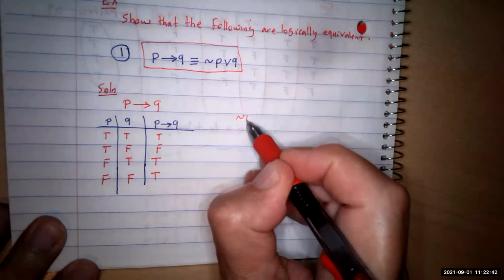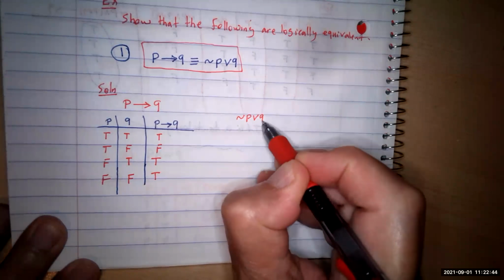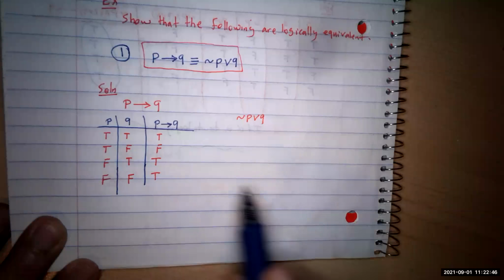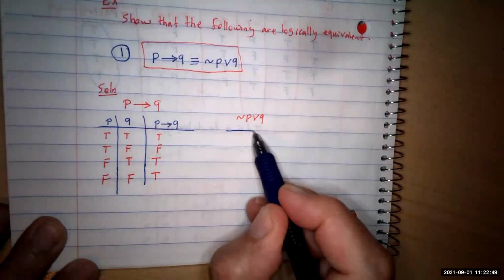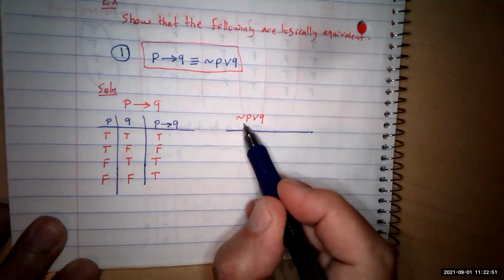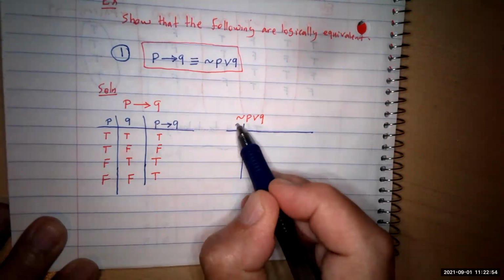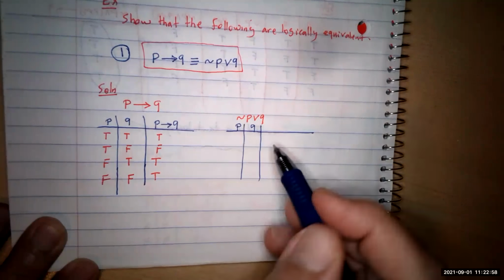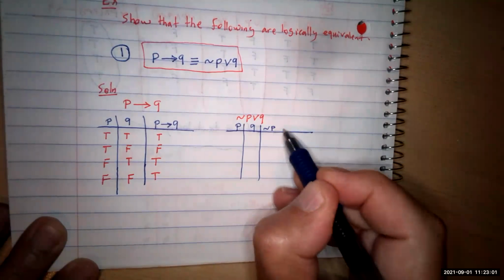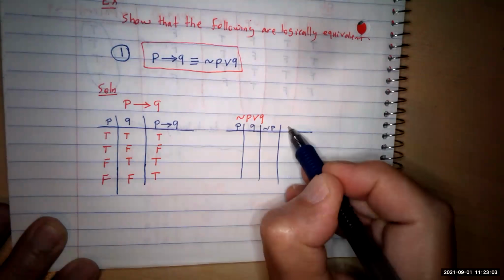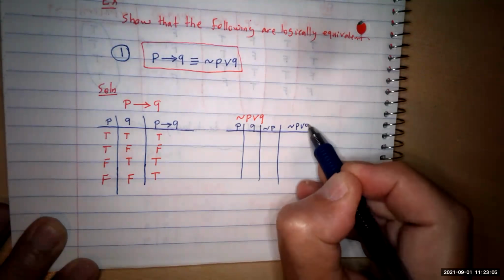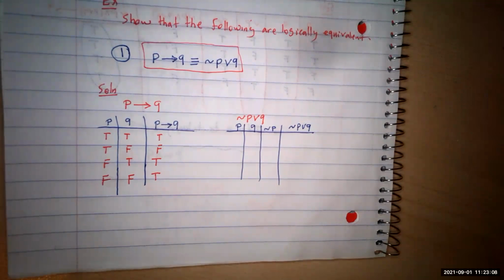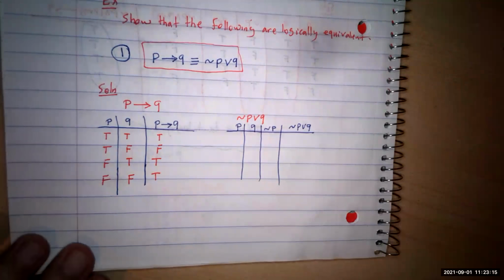So get the other one. That's going to be not P or Q. Draw the table, use the same order if you like, just to show that they are the same. So this is the P. This is going to be Q. You need a not P. So you form the not P, and you end up with not P or Q. Use the same order from the right so that you show that they are the same.